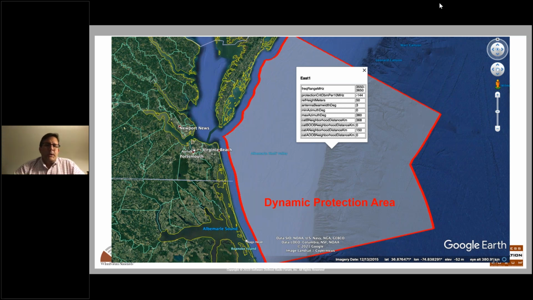So a dynamic protection area is the most granular area in which we're allowed to know that the DoD is operating their shipborne radar. They don't want us to geolocate their ships to any better accuracy than a DPA. And so we have these constructs called dynamic protection areas that are the areas in which the DoD may be operating. So next slide, please, Lee.